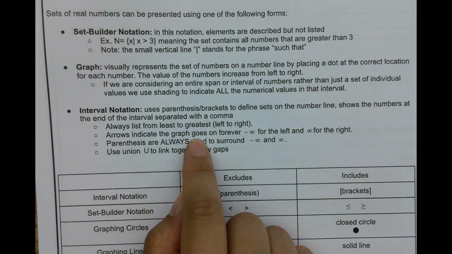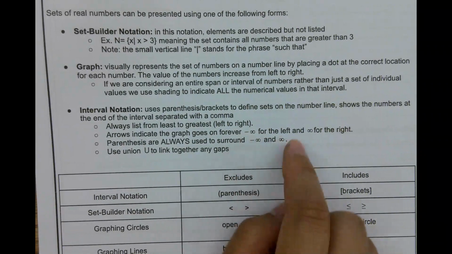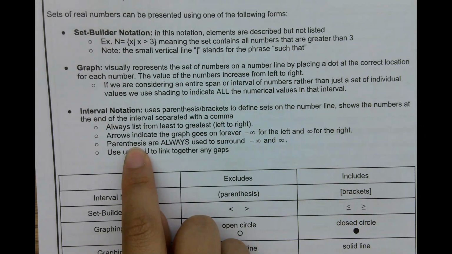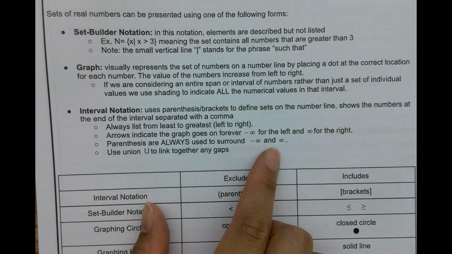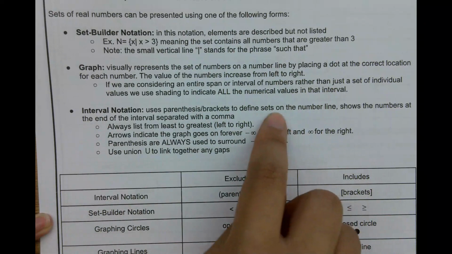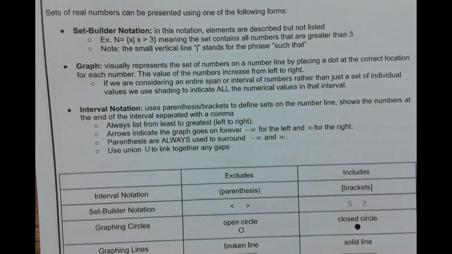The arrows, when we're graphing, indicate that it goes on forever. And when we translate that into interval notation, we use negative infinity for the left and positive infinity for the right, okay? And please keep in mind that in interval notation, parentheses are always used to surround negative infinity and infinity. Okay? If we have multiple intervals, we use the union symbol, U, to link together any of the gaps. Okay? So interval notation, we saw it briefly last time in 1A, and now we're going to look at it more closely. Okay?